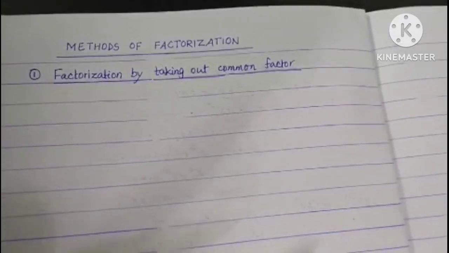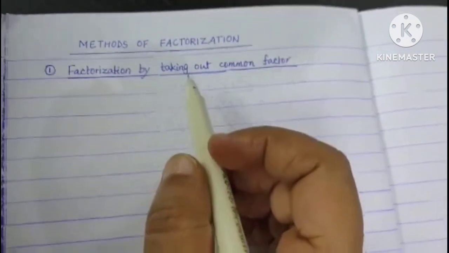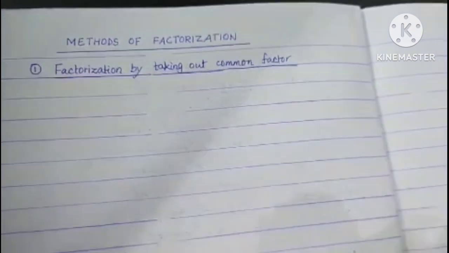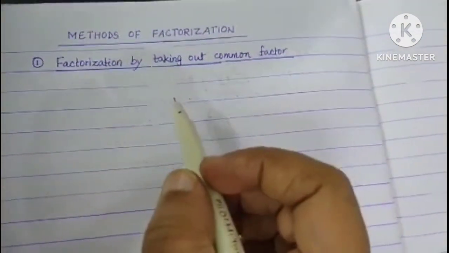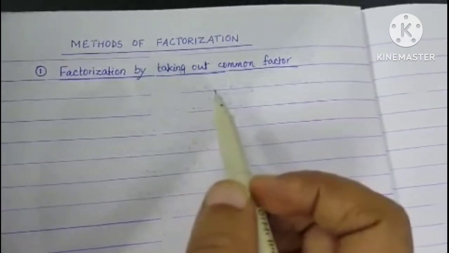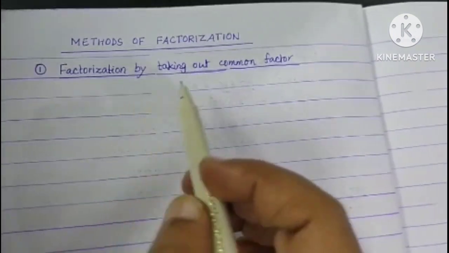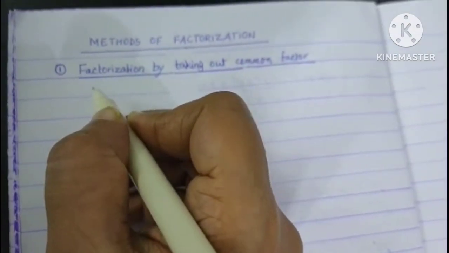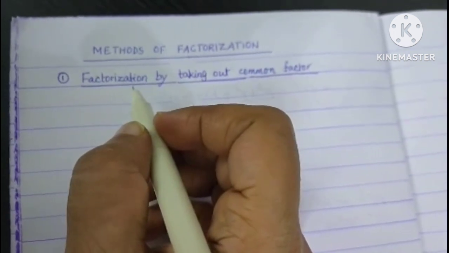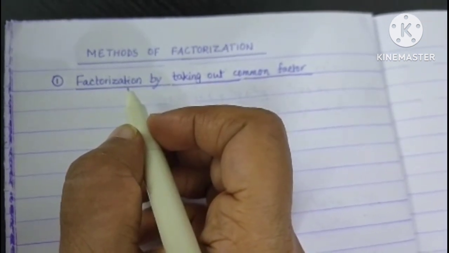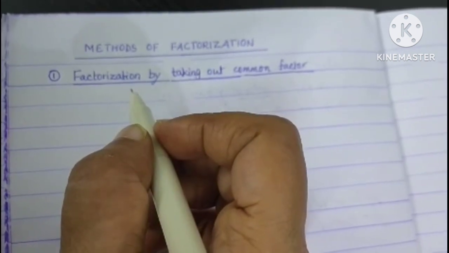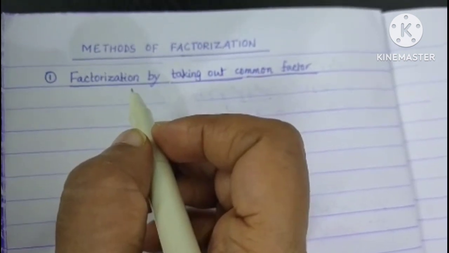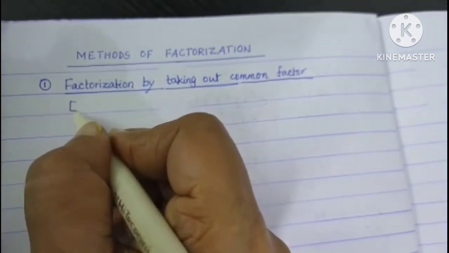Now let us start the methods of factorization. We have so many methods. First we will discuss 2 methods and then we will do their problems. Based on these 2 methods we will solve so many problems, then we will move forward. So the first one is factorization by taking out common factors. Although you know this one, let us discuss that in this type of factorization we see that each term has a common factor, and that common factor we take out as a multiple.